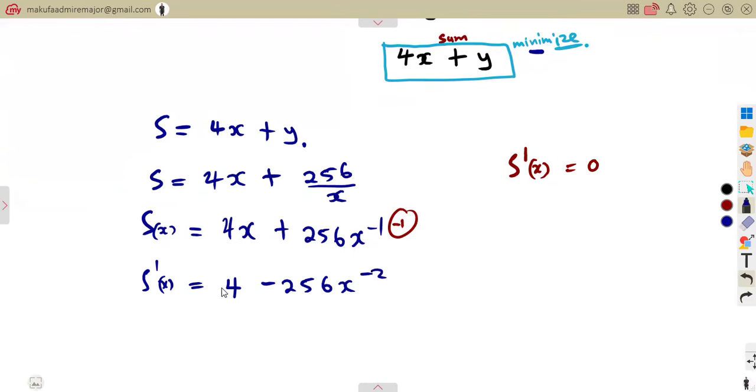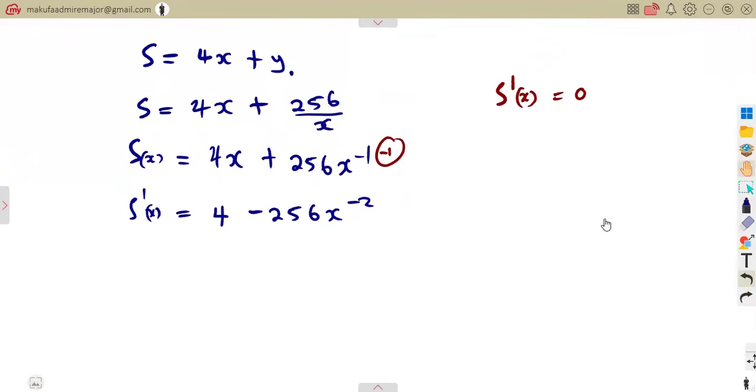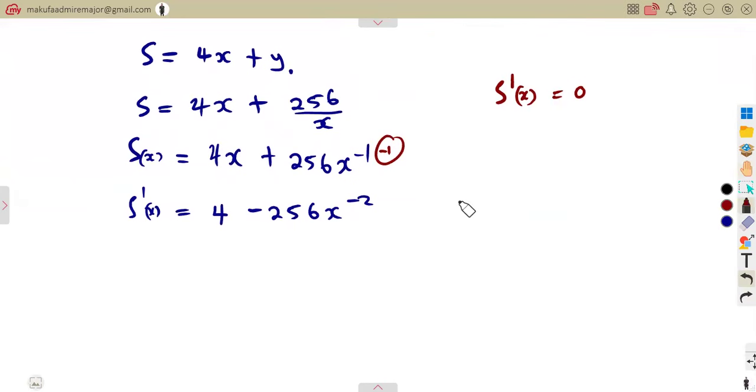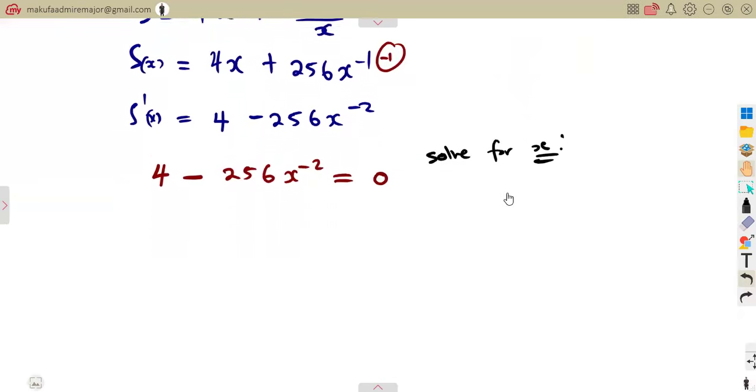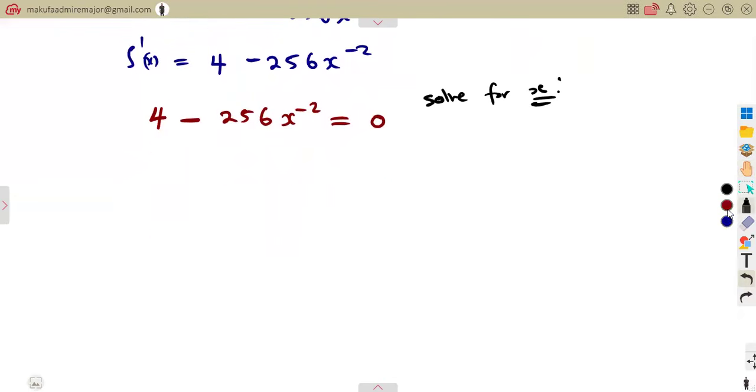So this is our first derivative. But we are saying it must be equal to 0. This is no longer an expression once it is equal to 0 like this. It is now an equation where you can solve for x. It's now a normal equation that you have. So let's solve for x.